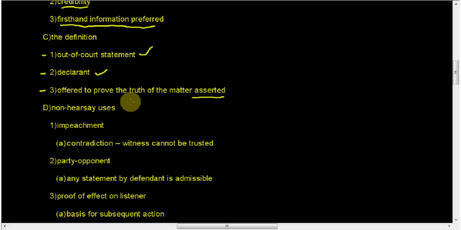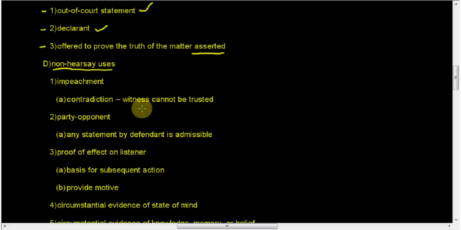Next, we're going to go over some non-hearsay uses. By non-hearsay, this means that it's not an exception to the hearsay rule, but rather, it is simply not hearsay at all, and should be allowed in court. So, just a quick overview. Some of the non-hearsay uses are impeachment, party opponent, proof of effect on the listener, circumstantial evidence of state of mind, and circumstantial evidence of memory, knowledge, or belief.